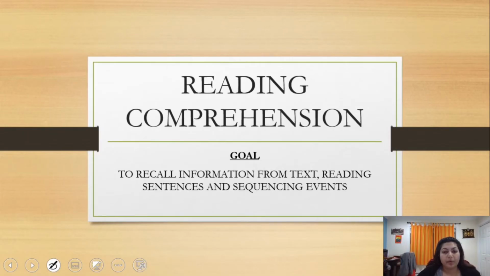So let's straight away jump into today's kindergarten lesson. Reading comprehension, kindergarten. Our goal is to recall information from the text, reading sentences and sequencing events. It will be a little bit longer video compared to the other lessons, just to let you know.